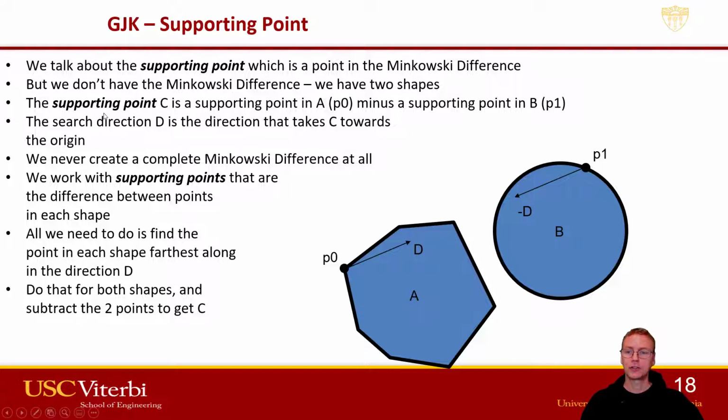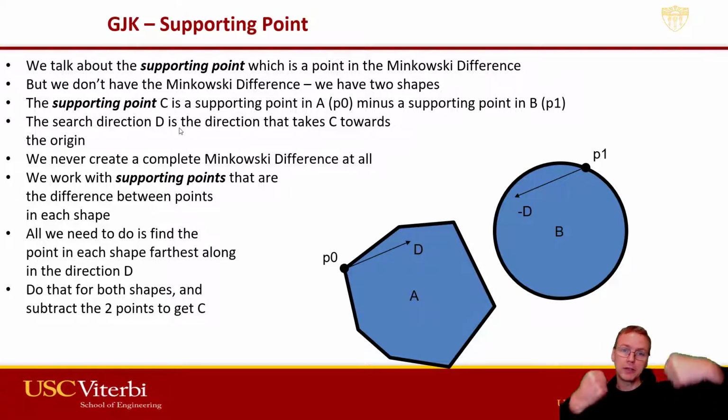Okay, let's stress that any given supporting point C is a point in A minus a point in B. For example, let's say we have a point in A, P0, that's right here, and a point in B, P1, that's right here. If we subtract those two, P0 minus P1, that gives us a point we're calling C. The goal of GJK, as we explained in the very first video, was to take these points, P0 and P1, and try to pull them together.